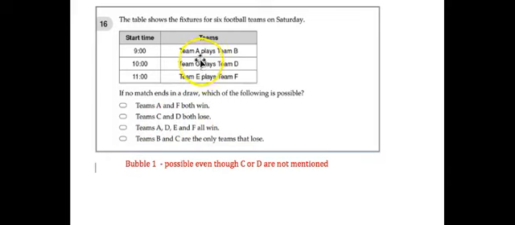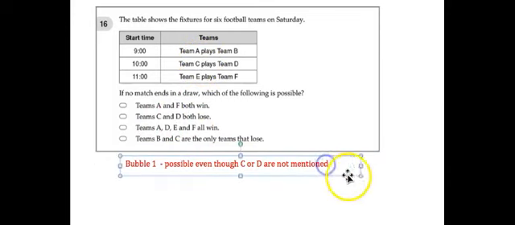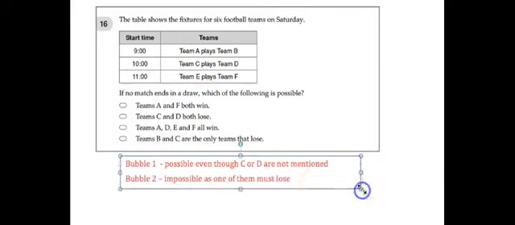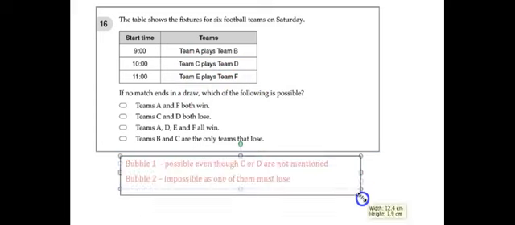Teams C and D both lose, but C plays D, so they both can't lose, because only one of them must lose and the other one must win. So that's impossible. A, D, E, and F all win. Now, A can win, D can win, but both E and F cannot win. So that is impossible, okay?